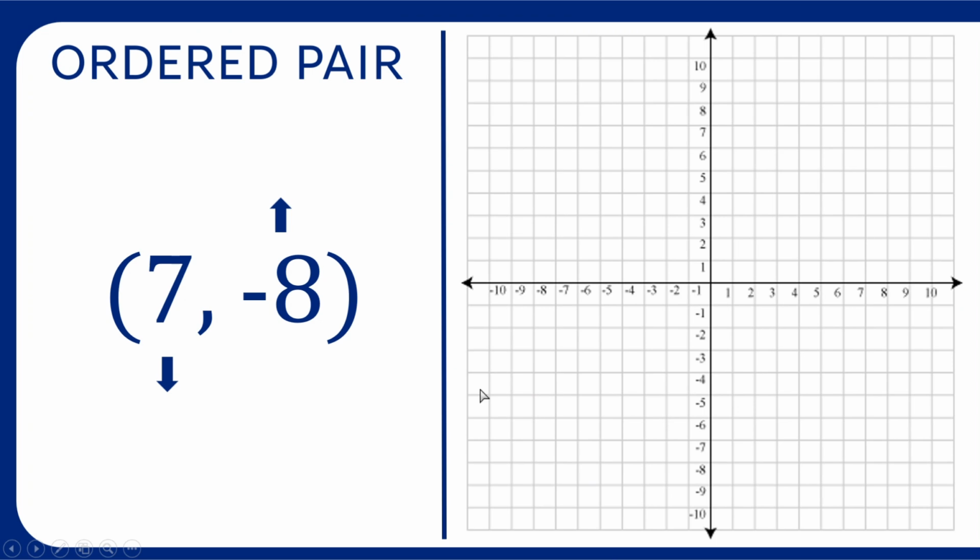Ordered pair. An ordered pair is a pair of numbers wherein the first number belongs to the x-axis and it is called the x-coordinate. The second number belongs to the y-axis and it is the y-coordinate. And if we were to plot this point on the coordinate plane, it will be 7 units to the right of the origin and 8 units downwards. And that's appearing in the fourth quadrant.